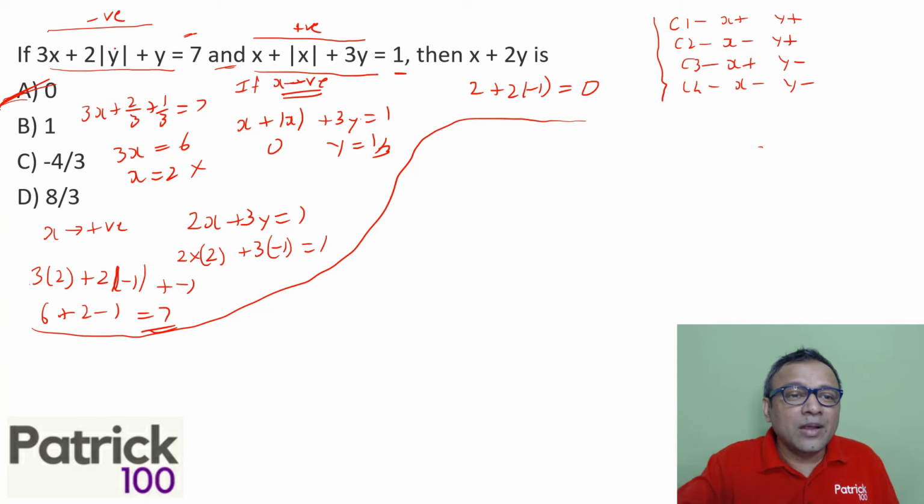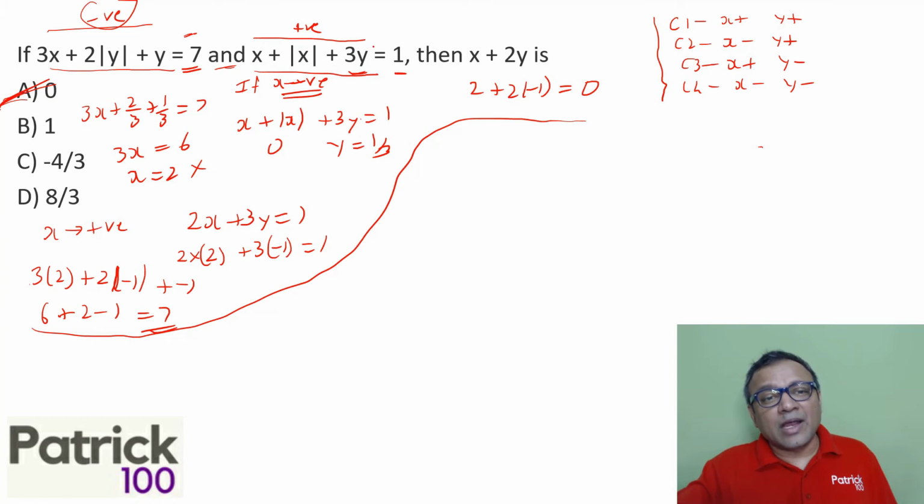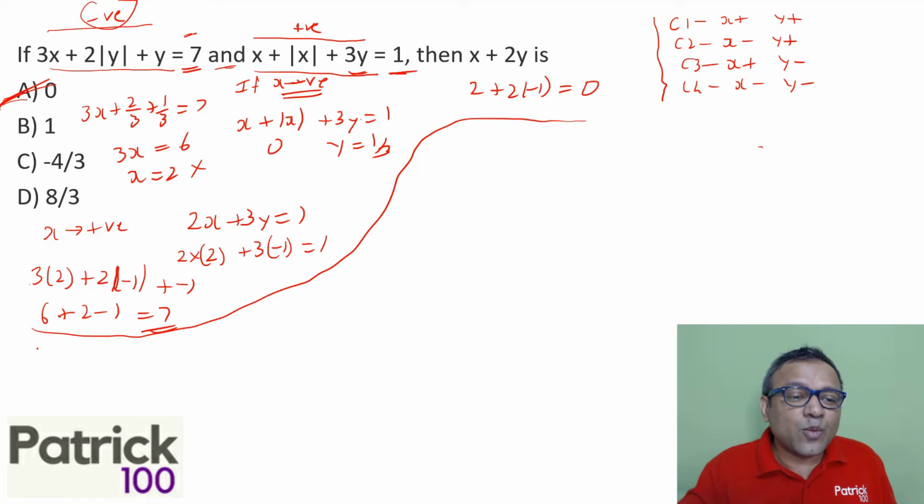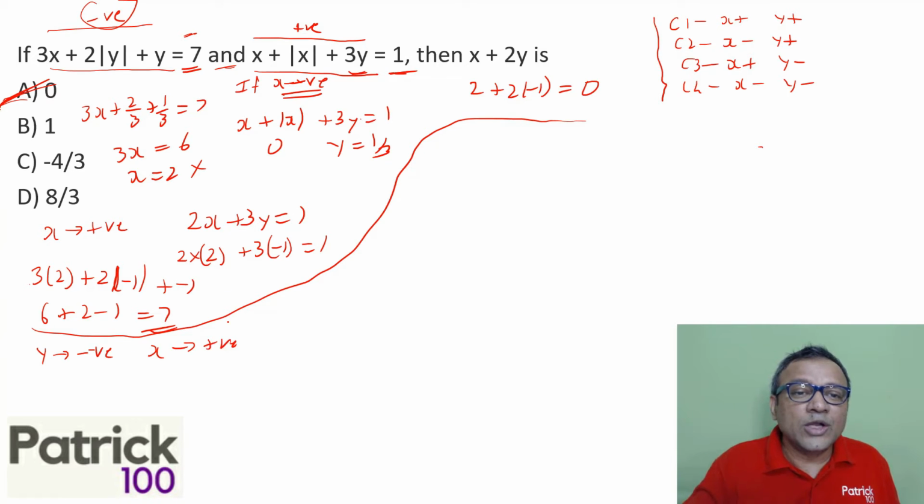Because y is negative, mod y will become positive, and 2y and y will become positive. The overall value will become big. And x positive will cancel with x. So x positive and y negative. There will be minus 3y, and because of that minus 3y, you will get a small answer. So we can always start with y negative and x positive, then only you will get a small value for the second equation and a large value for the first equation.